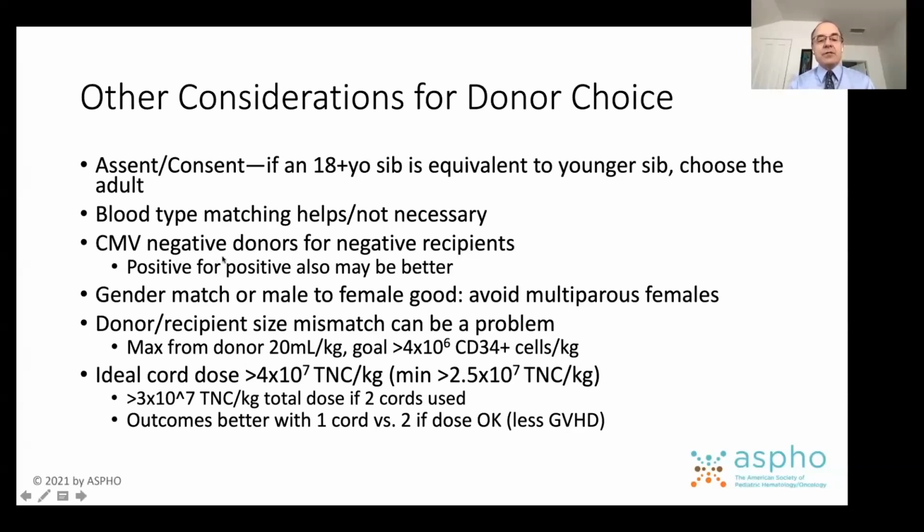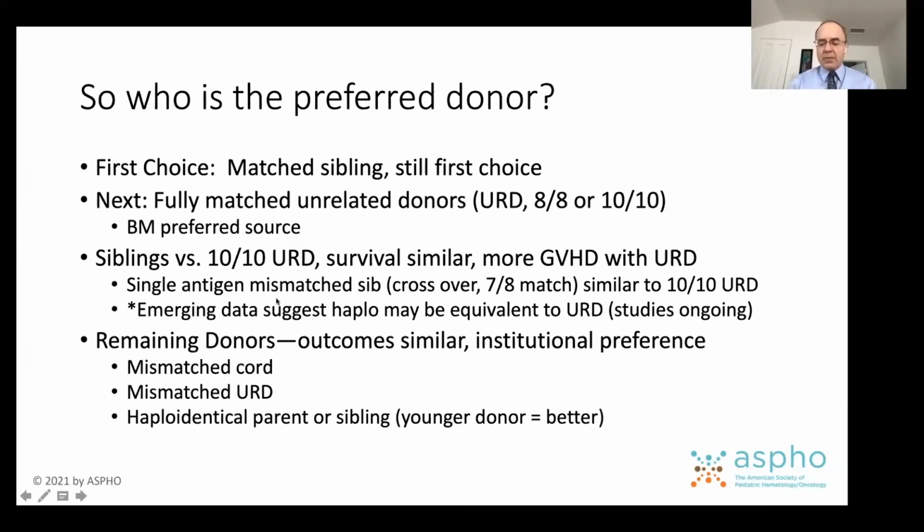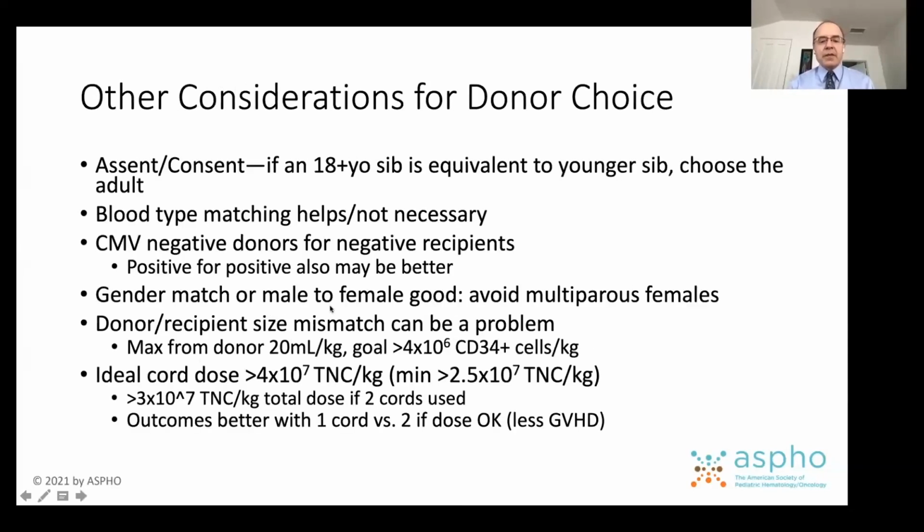If you have a CMV negative recipient, then it's really great to get a CMV negative donor. Now, positive for positive may also be better. The evidence for that is not quite as strong, but we generally try to give positive CMV donors to positive CMV recipients. A gender match, male to male or female to female, is good, but the biggest challenge is multiparous females. If you have a female donor who's had more than one pregnancy, and an older female donor, we tend to try to avoid them.